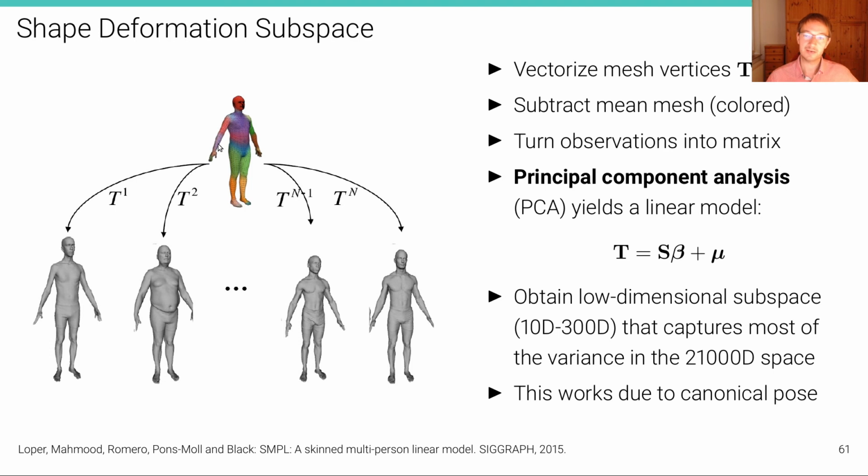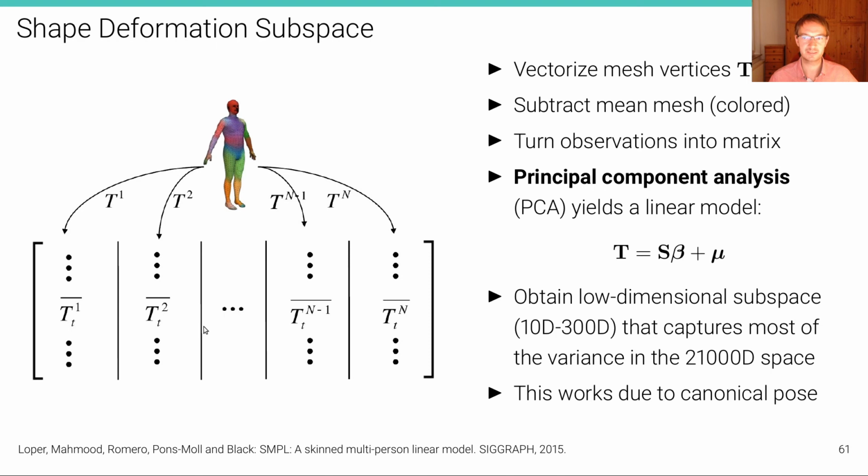And what we have then is this body model. We have this 3D mesh, which is a collection of these 21,000 numbers of these 7,000 vertices. So if we vectorize the mesh vertices, we call them T. We subtract the mean mesh, take the average of these vertices. And this is the colored model that's illustrated here, and we're going to subtract that. And then we can apply a principal component analysis to yield a linear model of this, right? So we can stack these into the columns of a matrix T.